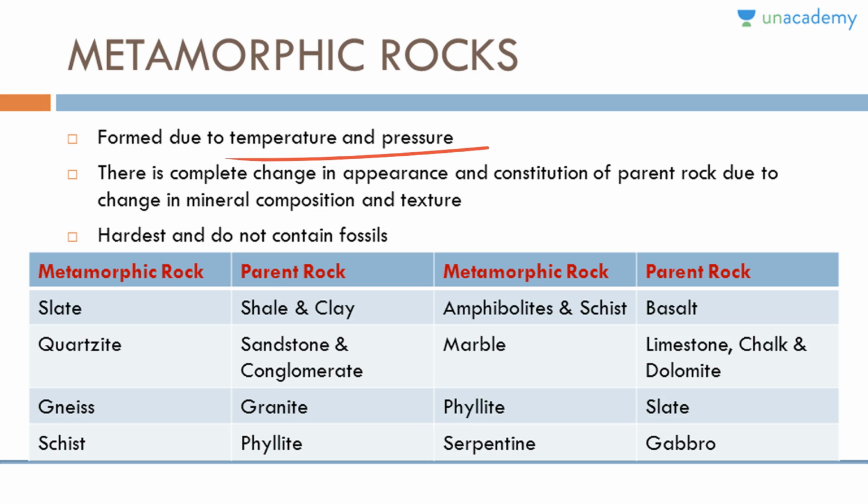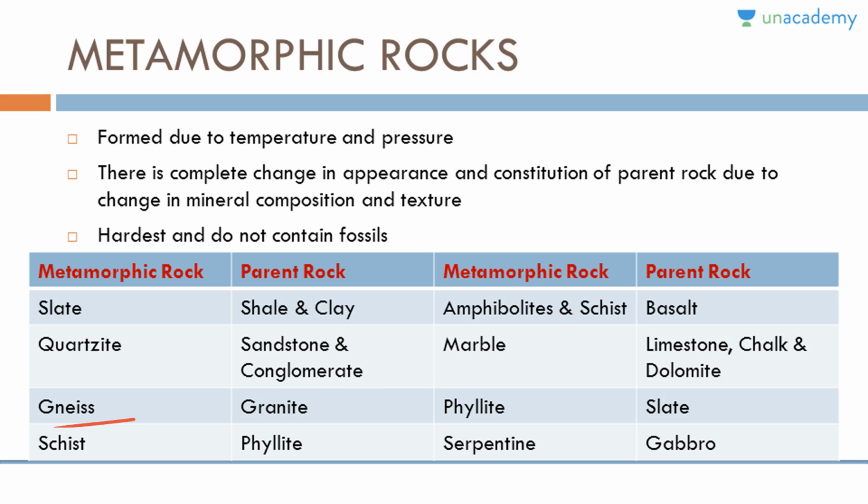Metamorphic rocks are formed from sedimentary, igneous and metamorphic rocks, and these are the hardest rocks and they do not contain any fossils. Examples of metamorphic rocks include slate, which is formed from shale and clay. Then we have quartzite, which gets formed from sandstone and conglomerate.